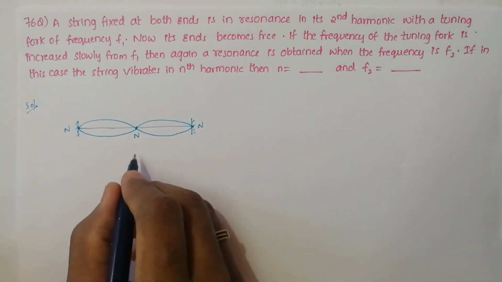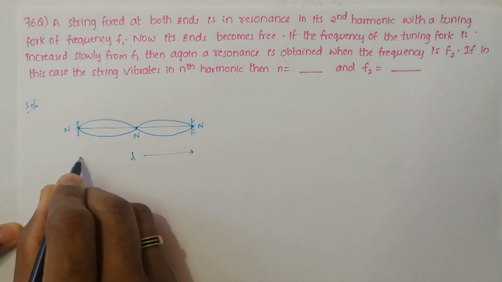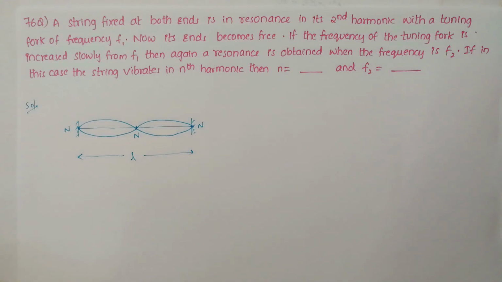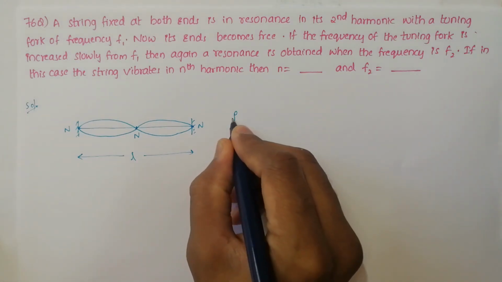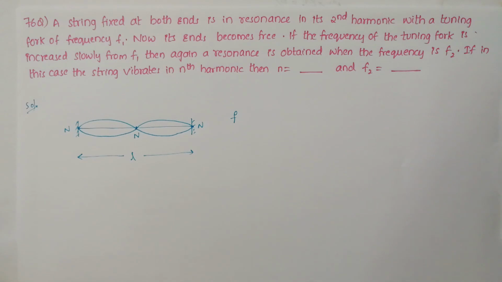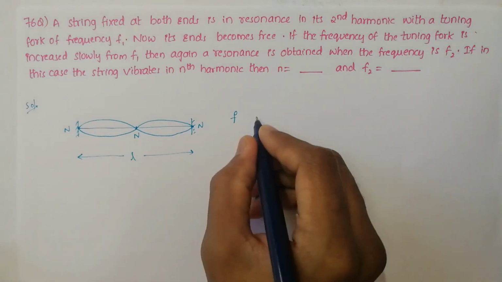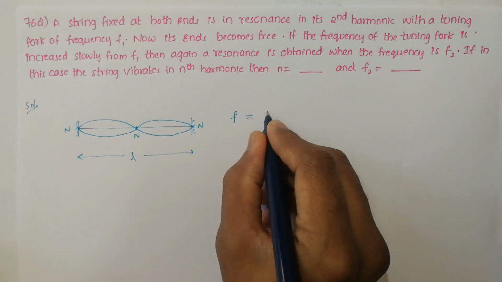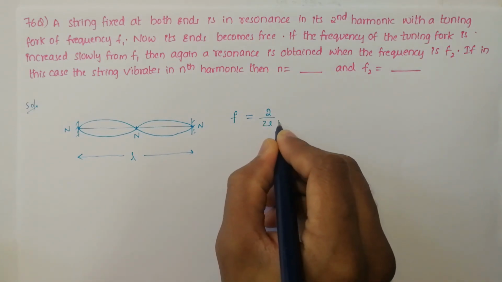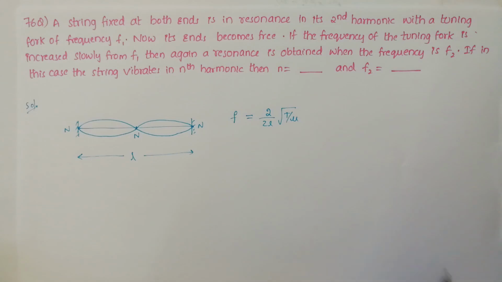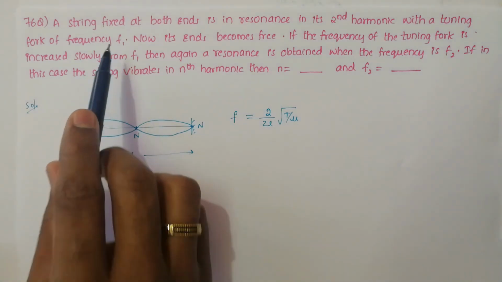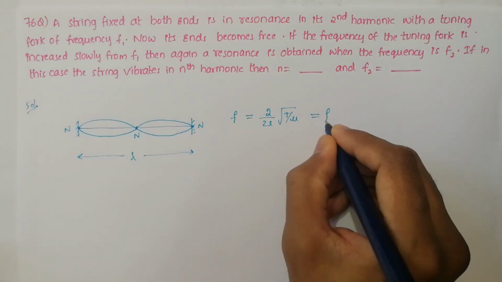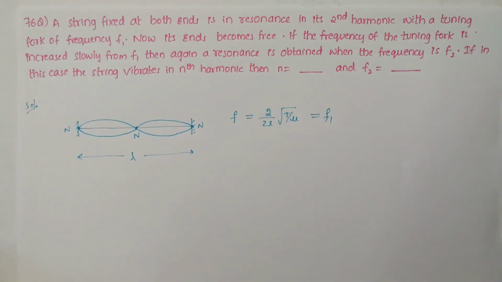So now in this case let us say the length of the string is L. Its fundamental frequency will be 1 by 2L into under root T by mu, but this is the second harmonic. So the frequency of the second harmonic will be 2 by 2L into under root T by mu. This is the expression for the frequency of a second harmonic. Now this should be equal to the frequency of the tuning fork, which is given as F1. So this should be equal to F1. This is what we got from the first situation.